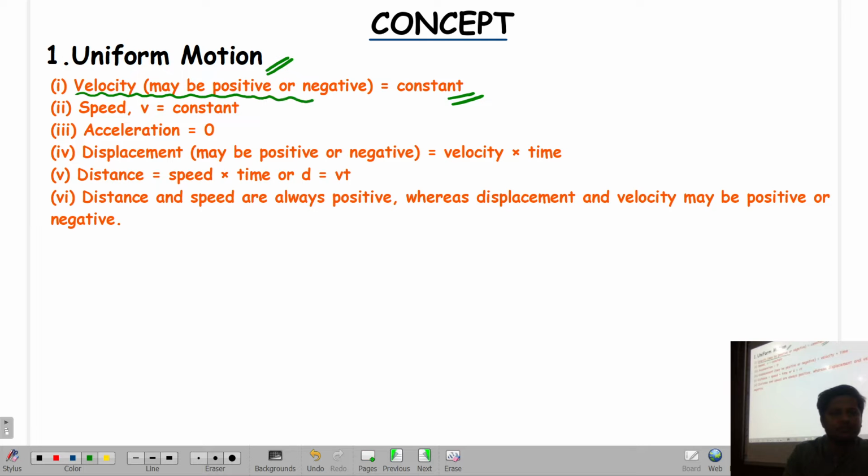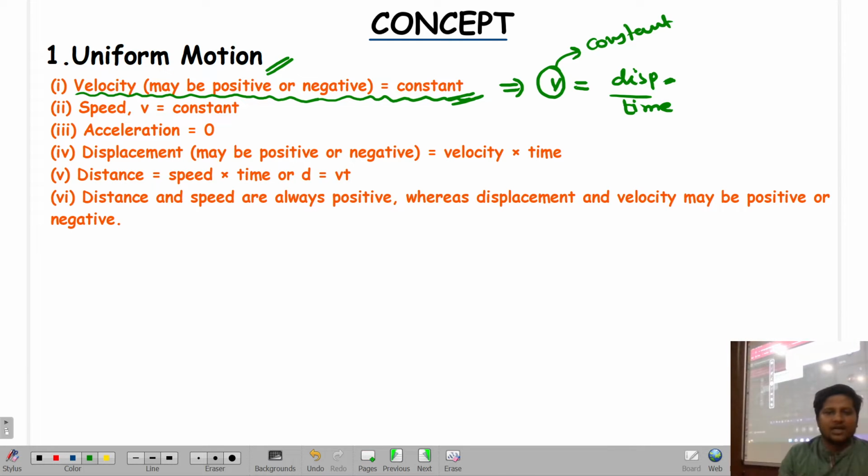Velocity may be positive or negative, whatever it is, or zero. It will always remain constant when the body is having what kind of motion? Uniform motion. Velocity remains constant. Velocity is displacement by time. So now if velocity remains constant, this displacement will also vary with respect to equal time, right or not?